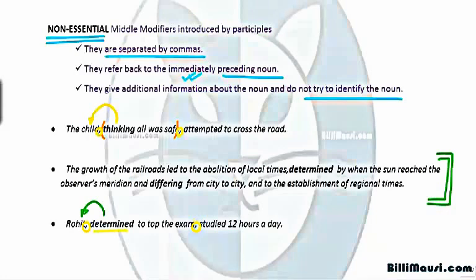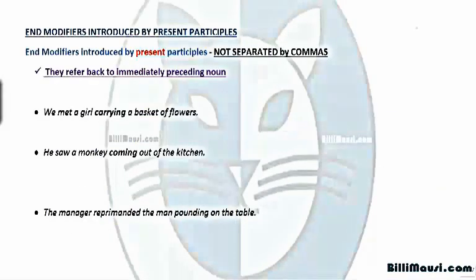So determined is the past participle here, and thinking is the present participle here. So we move to the next kind of modifier, modifiers introduced by present participles. And modifiers will be split with respect to present participle and past participle.